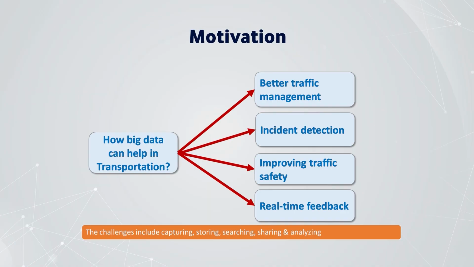So what was the actual motivation? If you really look at the motivation part, how can big data help in transportation? It can help to manage traffic better. It can help to detect incidents. It can improve traffic safety. And not only that, it can also be helpful for real-time feedback. So this is how big data technology in transportation is going to be helpful. These are the different motivations which have motivated us to work on this data.